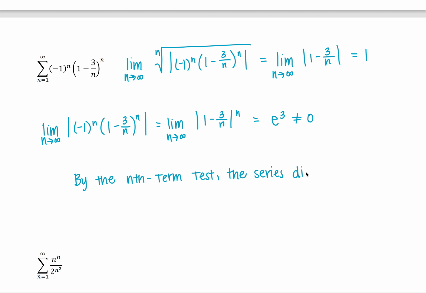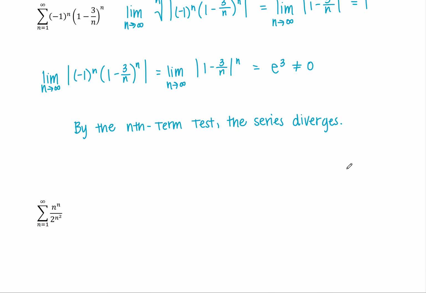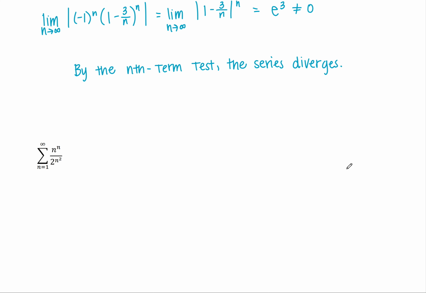And so our ratio and root tests are very useful, but they do have limitations, and here is one of them. Now we're going to look at one last example. The series goes from n equals 1 to infinity of n to the nth power over 2 to the n squared power.